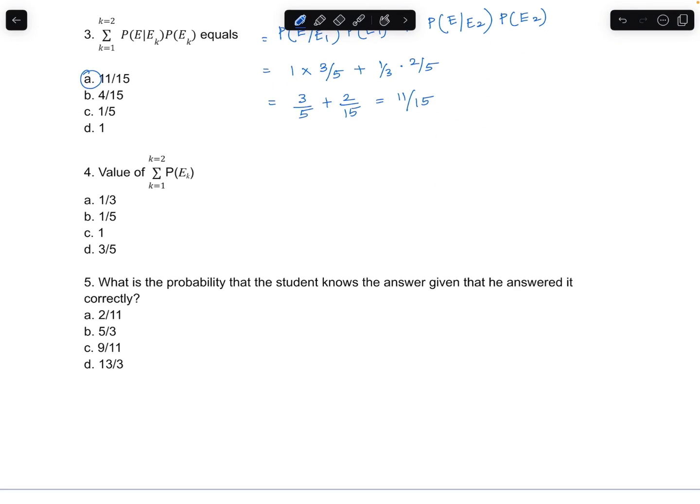Question 4. Value of summation k equal to 1 to 2 P of Ek. This is equal to P of E1 plus P of E2, which is 3 by 5 plus 2 by 5. That is 1. So answer is C.